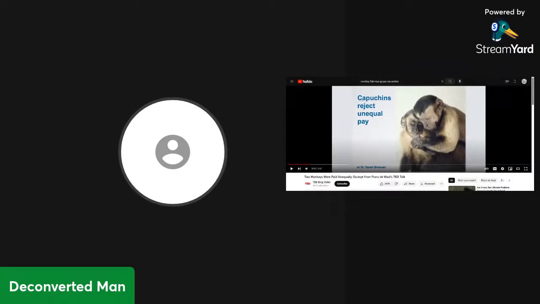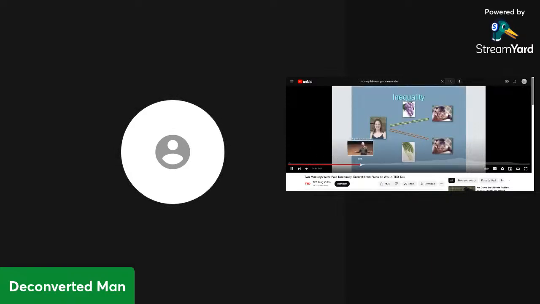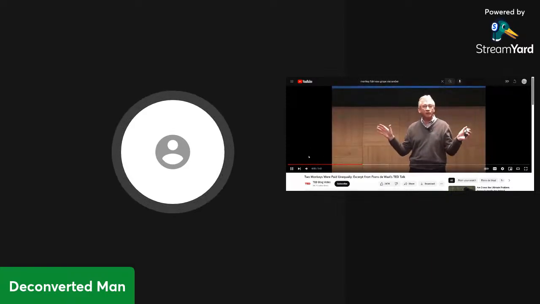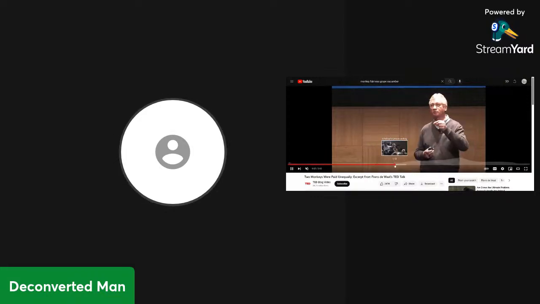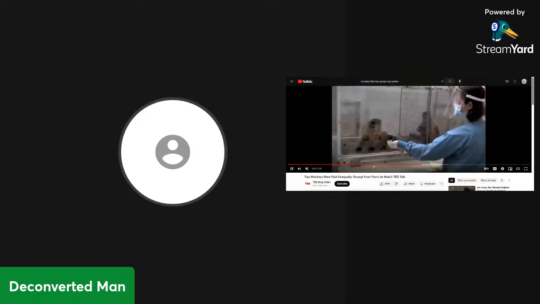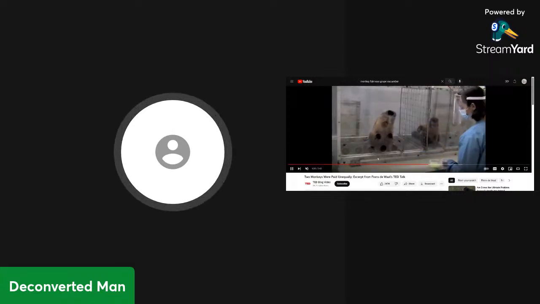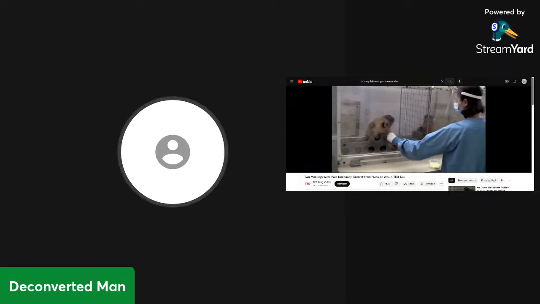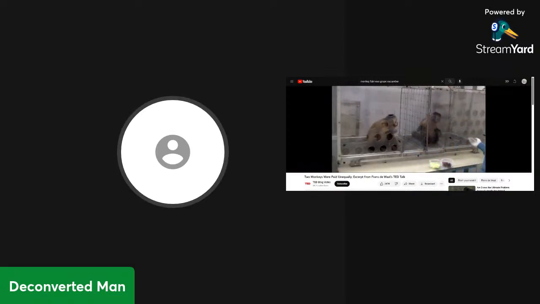I can't pronounce the monkey's name. Capuchins reject unequal pay. Okay. So they give a cucumber to one and something else to the other. Here's the chimpanzee monkeys, and they're getting payment for doing the thing. One gets a cucumber, the other one gets a grape. The grape is yummier than the cucumber.